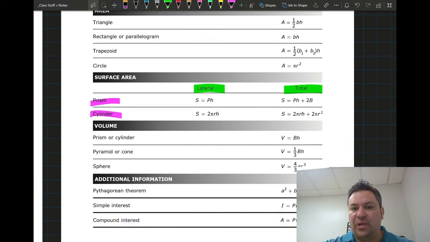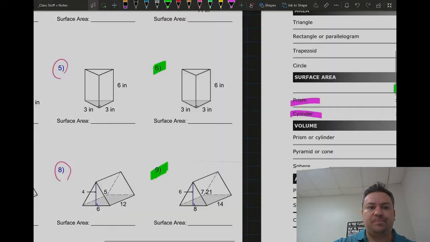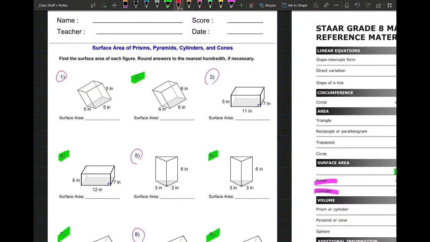So with those formulas, we're gonna write them down on the paper and a little bit on the next page and go from there. All right, so to find the lateral surface area, I'm just gonna label that LSA.